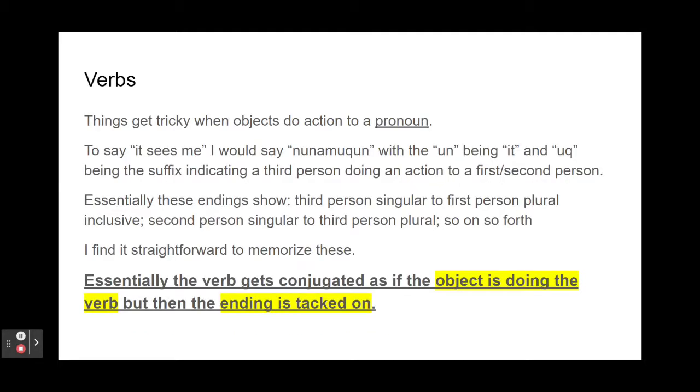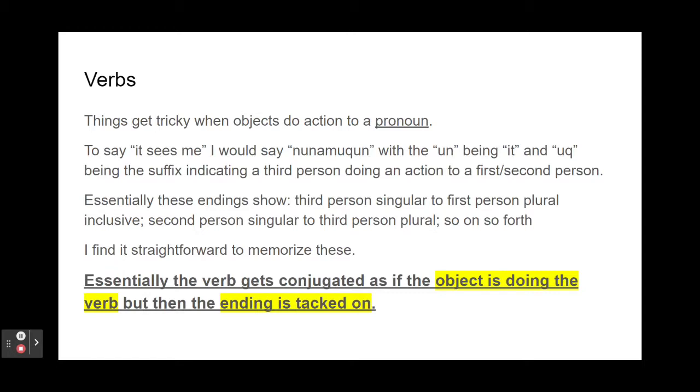Now, this gets tricky when objects do an action to a pronoun. So, it sees me, or the earth sees me if the earth has eyes. We would say nunamukun, with the un being the it and the uk being the suffix indicating the third person. You now need the it part. So, these endings show third person doing something to the first person plural inclusive, second person singular to the third person plural, so on and so forth.